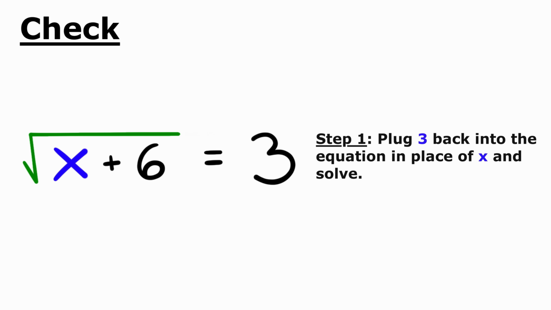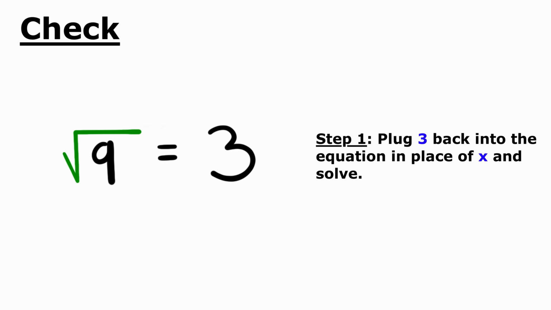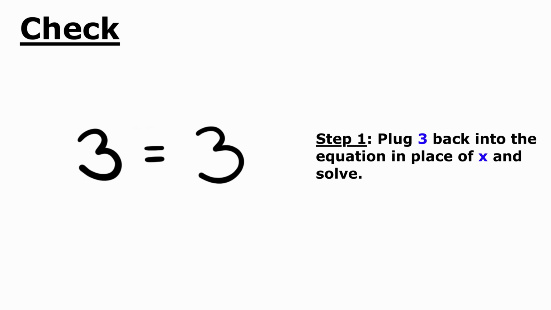Now that we've got our answer, we can plug it back into the equation to see if it works. In our case, we plug 3, our answer, back into the equation in place for x, since x equals 3. And we solve the equation. The square root of 9 does equal 3, so it is not an extraneous solution. Problem 2.